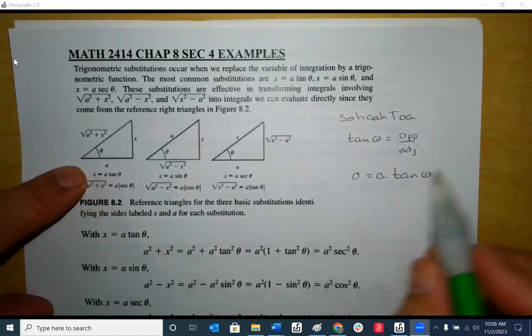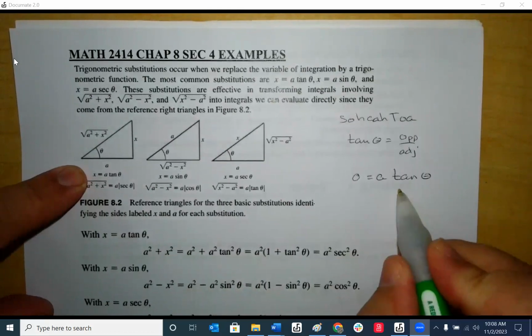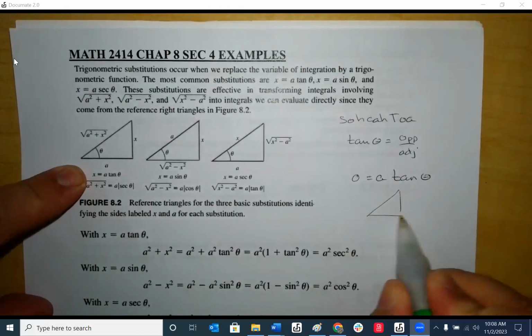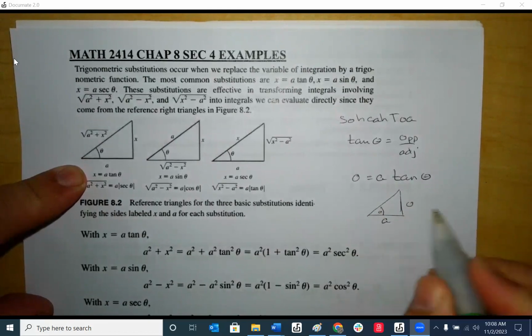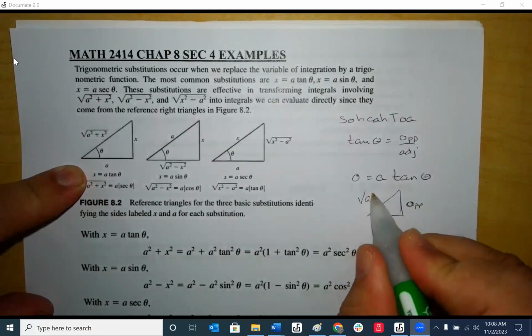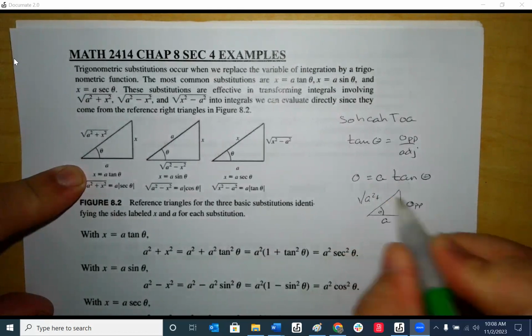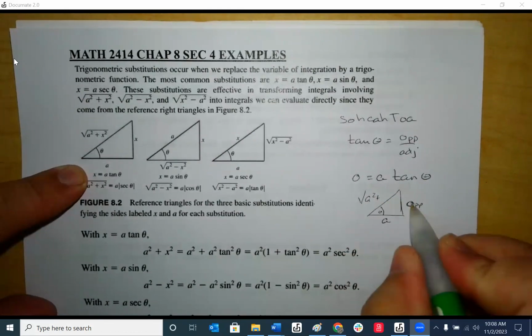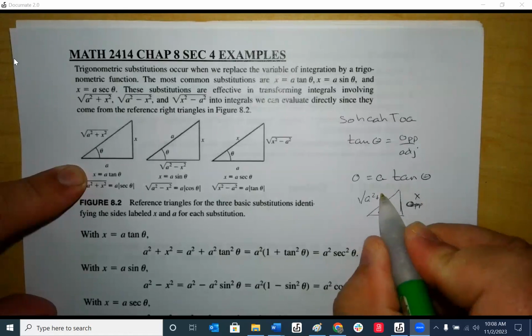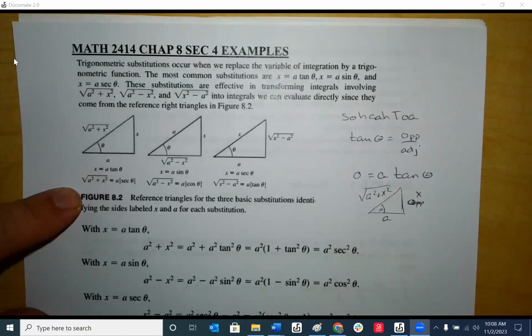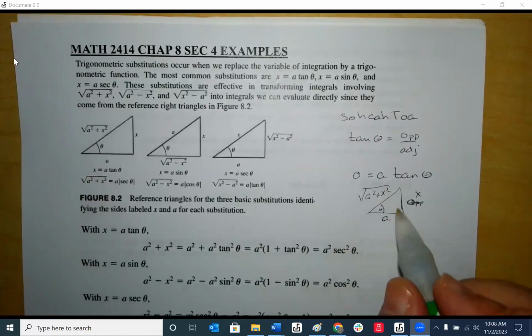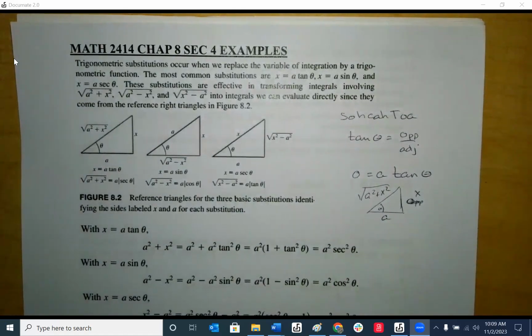So here's the adjacent. If here's your theta, the adjacent is here, the opposite is here, and then the square root of a squared plus, well, call it x squared, the square root of it, that's the hypotenuse. All right, so this is how we're going to convert everything.